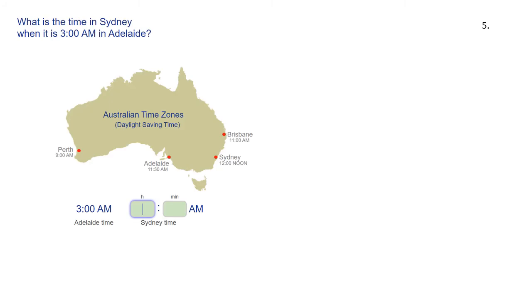Right. Australian time zones. What is the time in Sydney when it is 3 a.m. in Adelaide? So what's the time in Sydney when it's 3 a.m. in Adelaide? Okay, you've got to know about time zones here. So pause me and have a go.